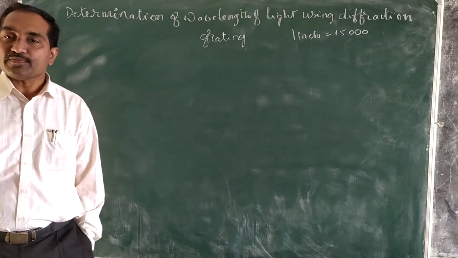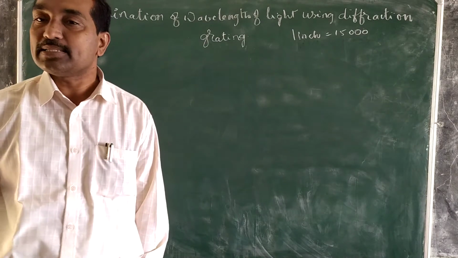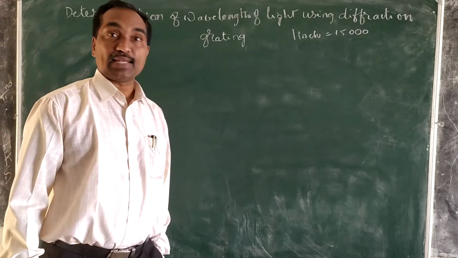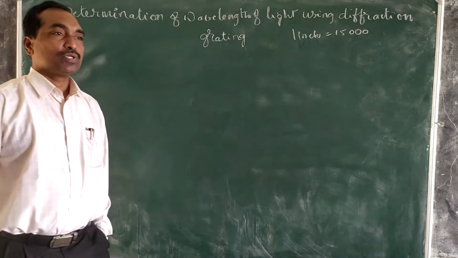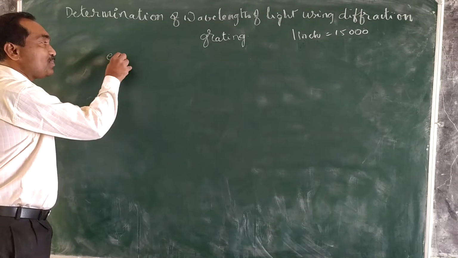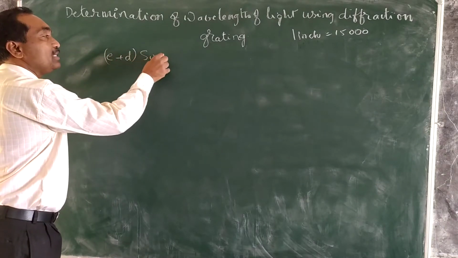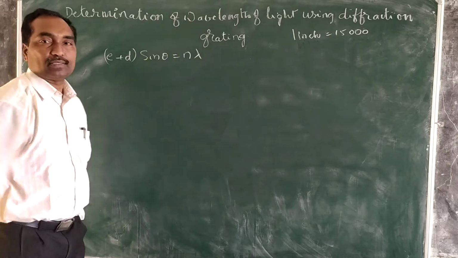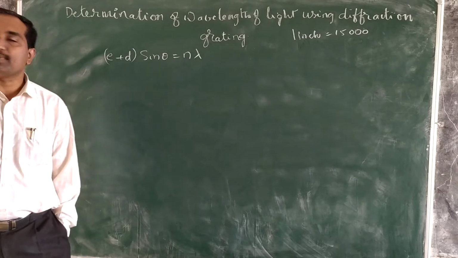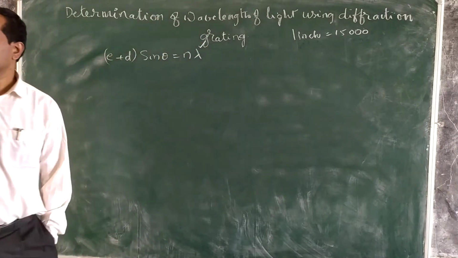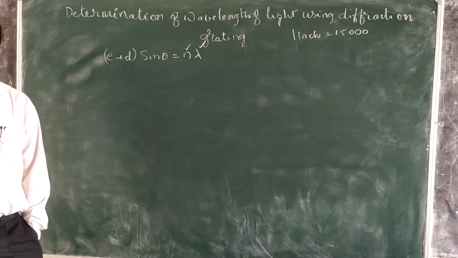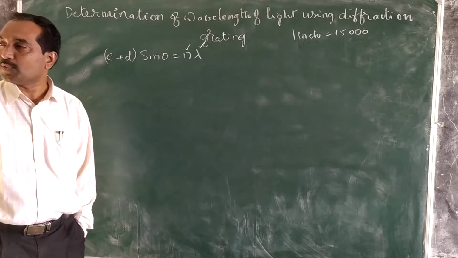We know when we use a diffraction grating in normal incidence, there are principal maxima, minimum intensities, as well as secondary maxima. So, what is the condition for principal maxima? That is (e + d) sin theta is equal to n lambda. That is the condition for principal maxima. By using this principle, we can determine the wavelength of light, that is lambda, where n is the order of the principal maximum, maybe 1, 2, 3, 4 and so on.